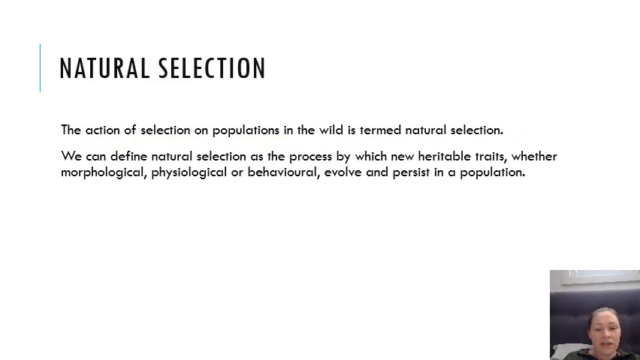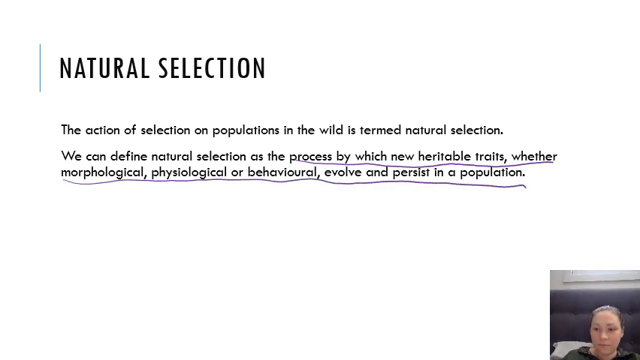We're going to now look at natural selection. So the action of selection on a population in the wild is termed natural selection. We can define natural selection as a process by which heritable traits, whether morphological, physiological, or behavioral, evolve and persist within a population.